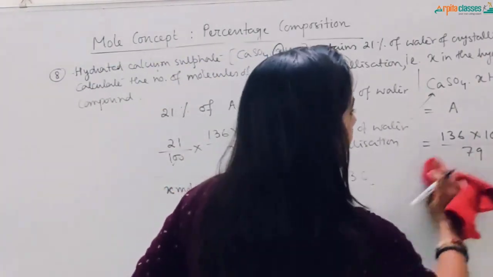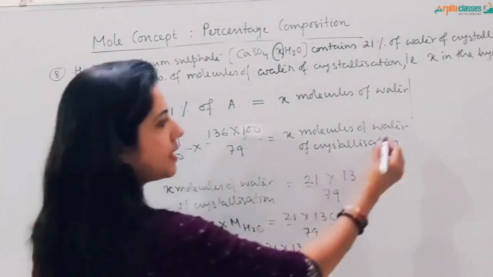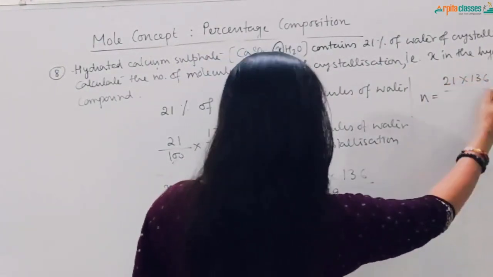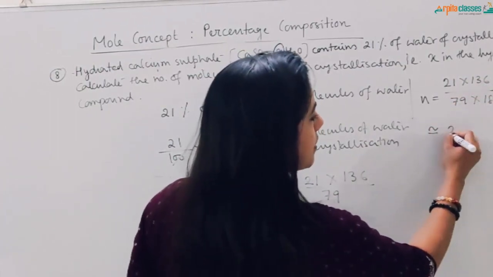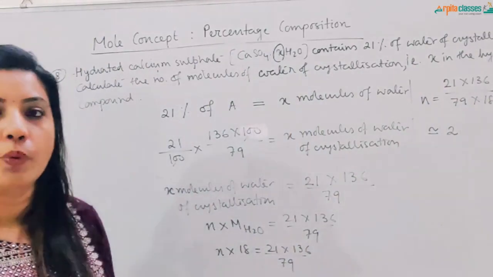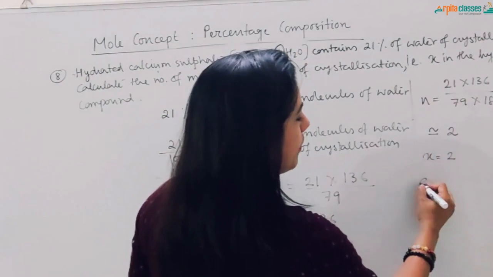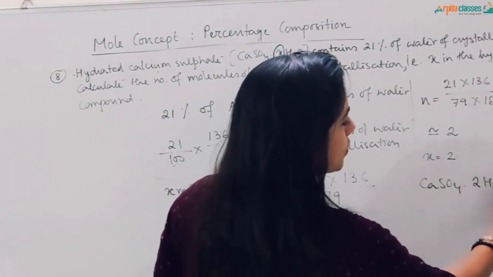I'll do the rest of the calculation here. Therefore, n is equal to 21 into 136 divided by 79 into 18. If you calculate this, it will come almost equal to 2. Therefore, the value of X is coming 2. Therefore, the hydrated molecule is CaSO4.2H2O.